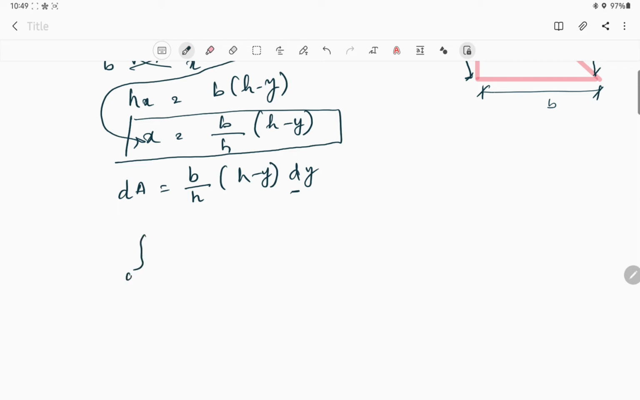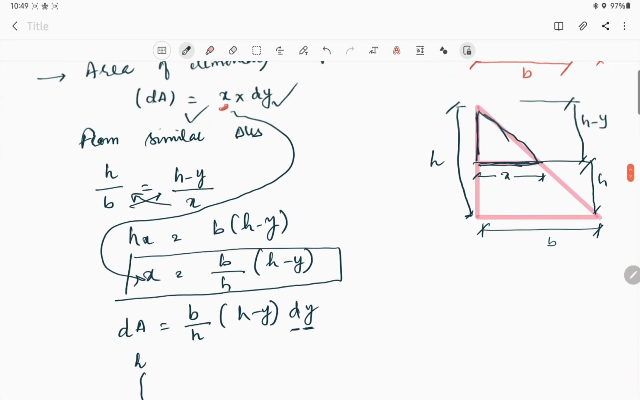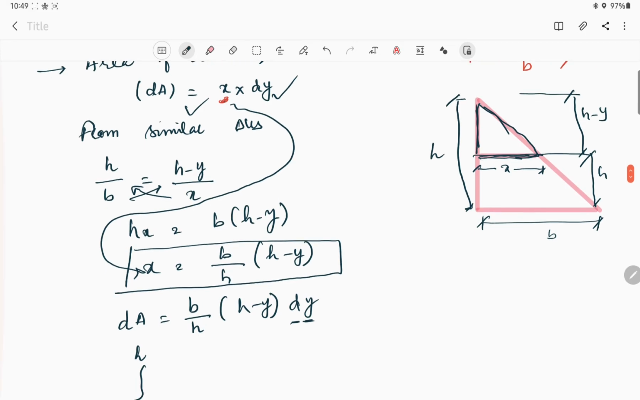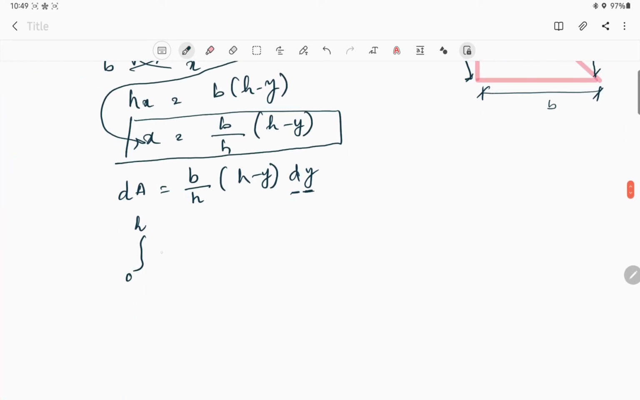See here, integral 0 to h. Why h? Because we are taking y, right? So what is the distance of y here? h we have. So integral 0 to h dA is equal to b by h integral 0 to h into h minus y dy. So if you integrate dA, you'll get the value as A, because you are integrating it.